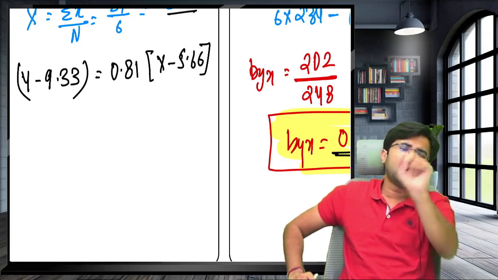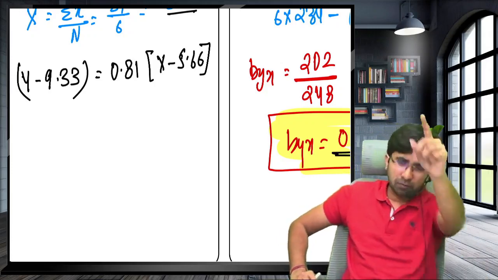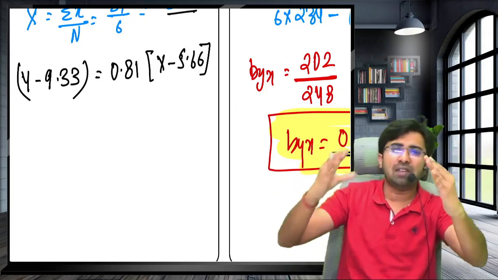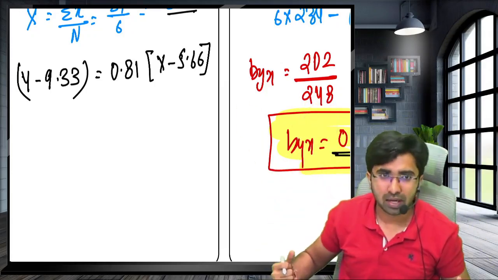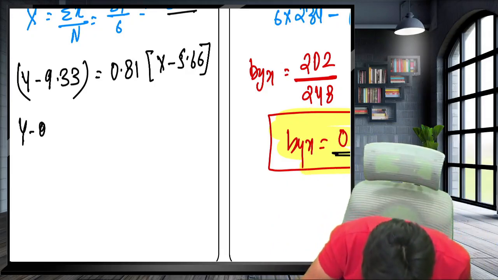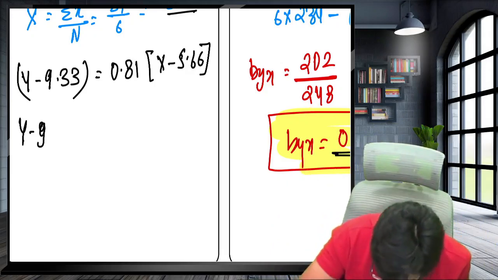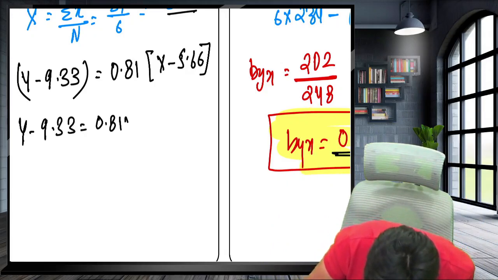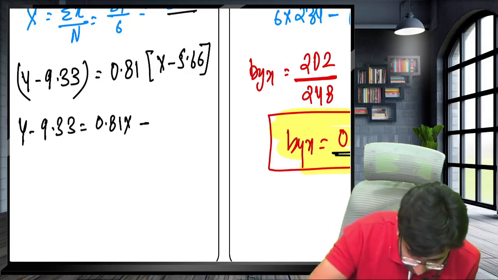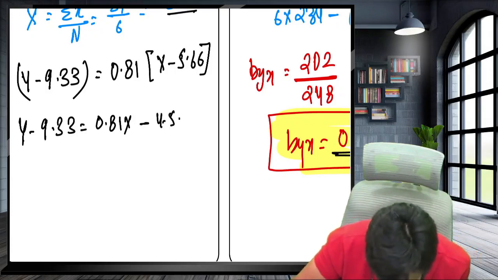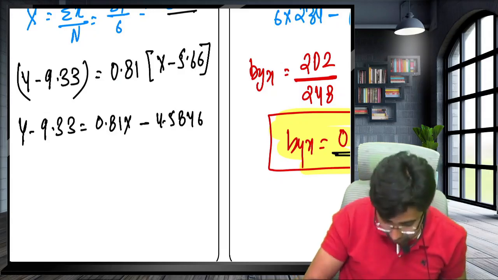Sir, this is not a good format, sir. You want y on x, so make y on one side and the rest on the other side. So I will say, yes, this is Ravi Kumar. Correct. Sir, let's make it Ravi Kumar. Let's make y on one side. y minus 9.33. Let's open the bracket. 0.81x minus 0.81 into 5.66. Guys, this is 4.5846.